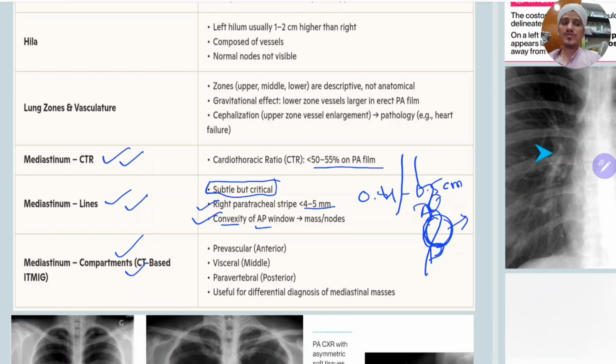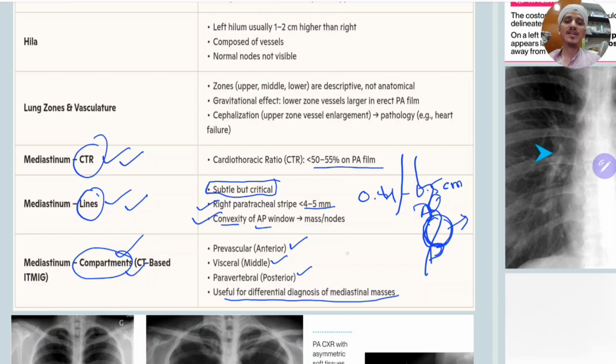But depending upon these two classifications, we divide the chest into prevascular, nothing but the anterior compartment; visceral, nothing but the middle compartment; and paravertebral, just beside the vertebra, the posterior compartment. So this is useful for differential diagnosis of mediastinal masses. Okay, so cardiothoracic ratio, then lines, then compartments.